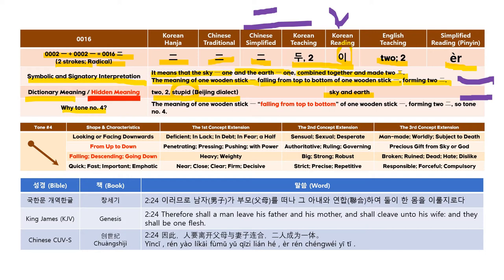Anyway, why does this character have the specific tone number 4? The meaning of one wooden stick falling from top to bottom onto one wooden stick, forming two. A wooden stick fell down from up to bottom to the other stick. So from up to down, fell. Okay, so with these conceptual values, we can remember this character has tone number 4 value. Okay?